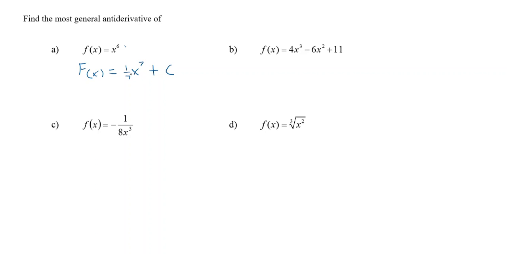Now let's put it to the test. If we went backwards on this, if we started with this as our function and took the derivative of this, we would get this one out. That should be the case. Okay, so let's keep going.